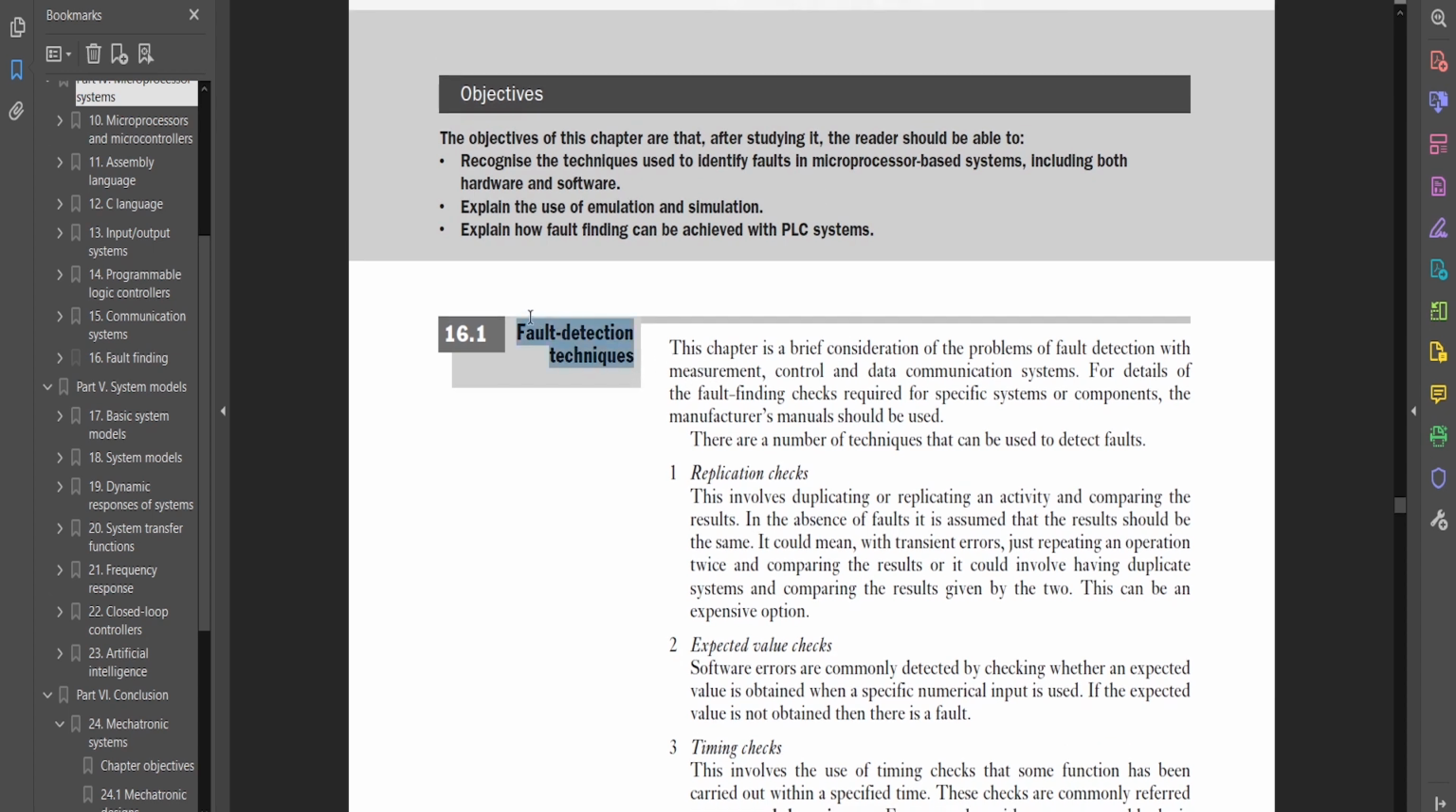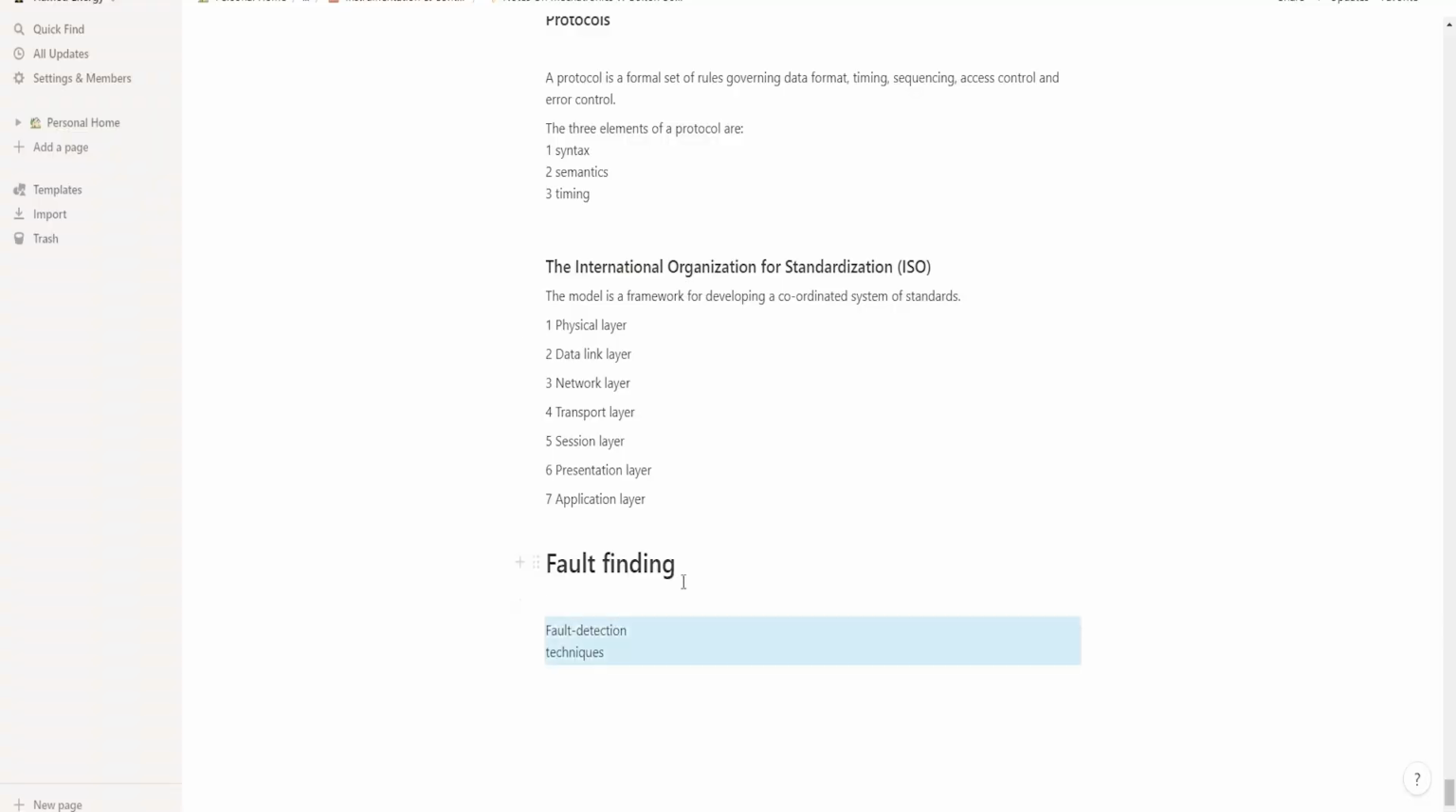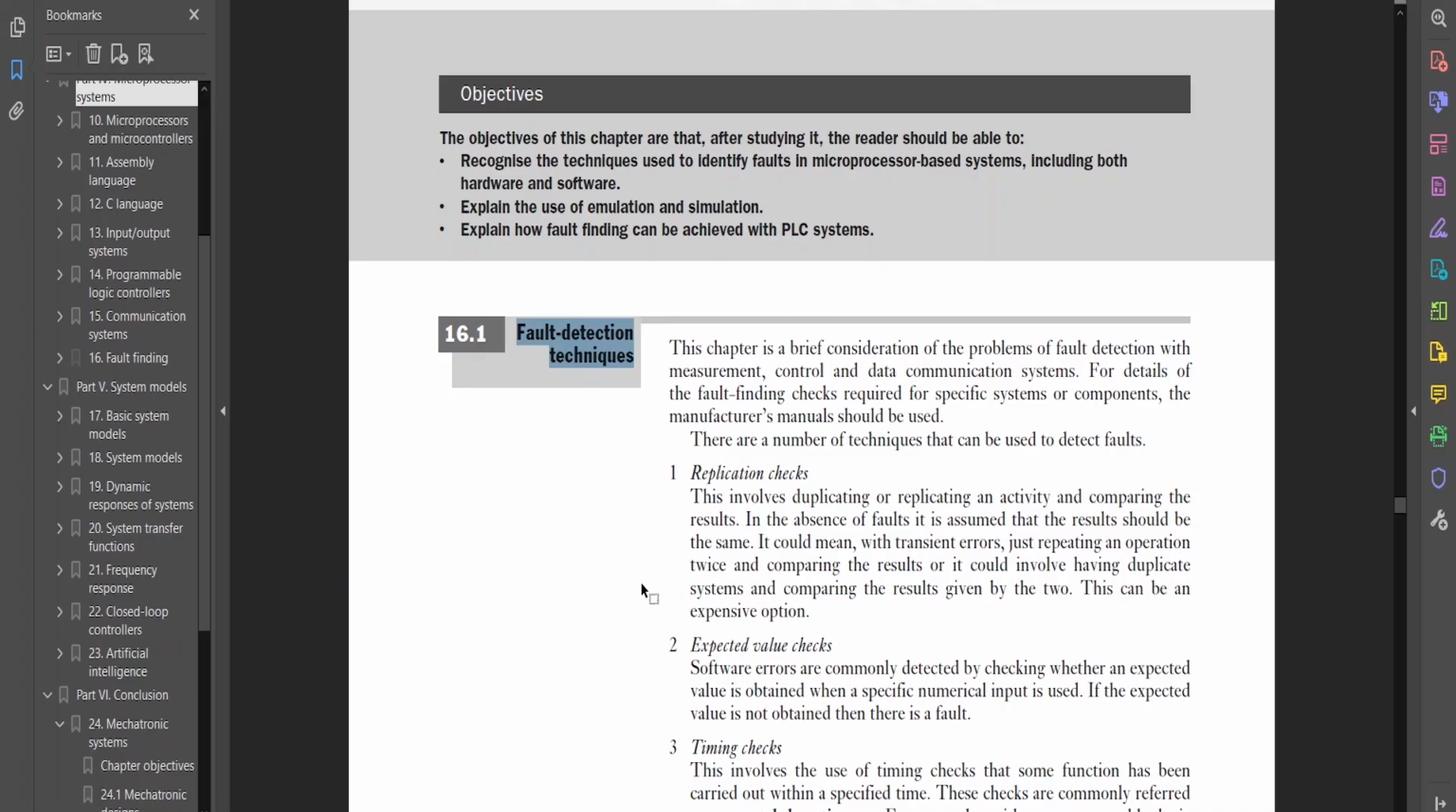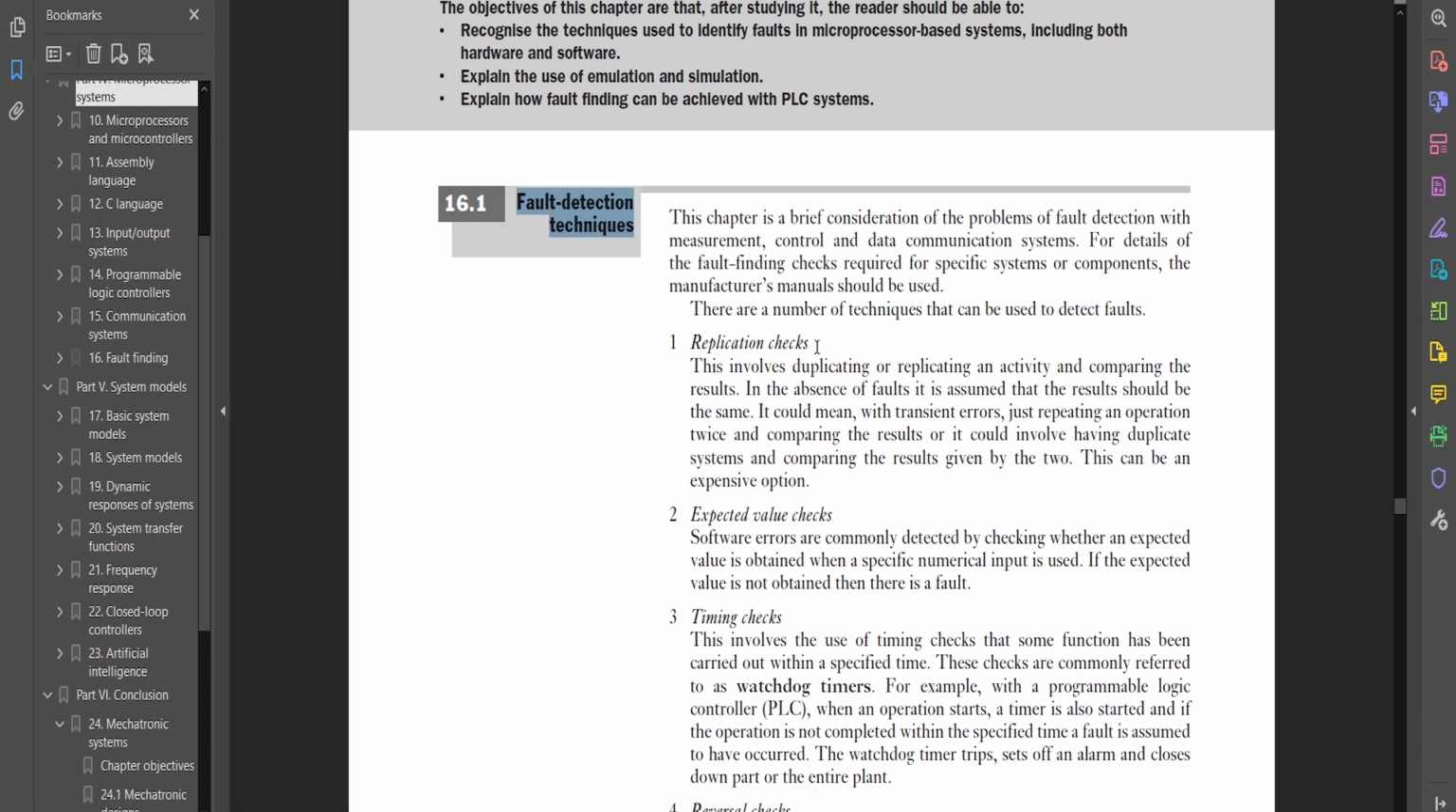The fault detection techniques. And we've got replication checks. So let's just read this beginning bit here. This chapter is a brief consideration of the problems of fault detection with measurement, control, and data communication systems. For details, see the manufacturer's manuals.